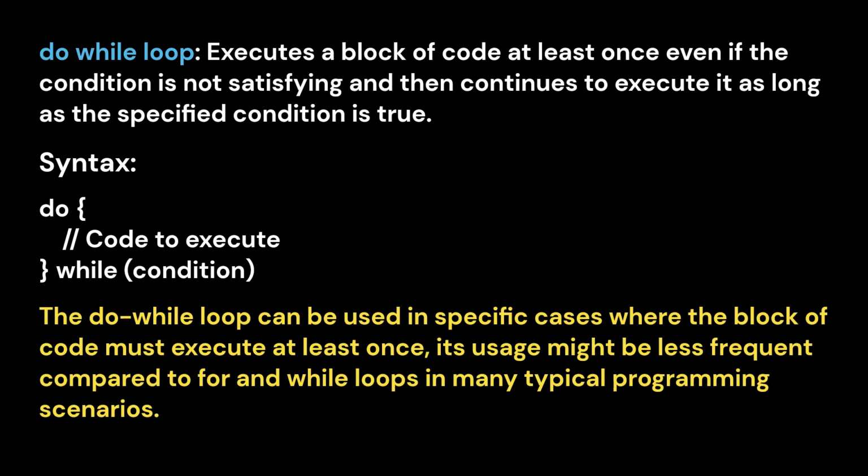Do-while loop executes a block of code at least once even if the condition is not satisfied, and then continues to execute it as long as the specified condition is true. The do-while loop is used less frequently in Kotlin because in many cases, the while loop or for loop can accomplish the same tasks more clearly and with better readability.